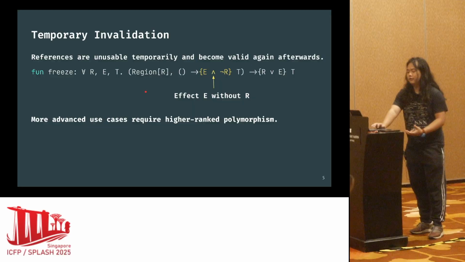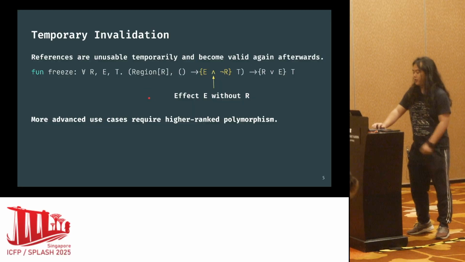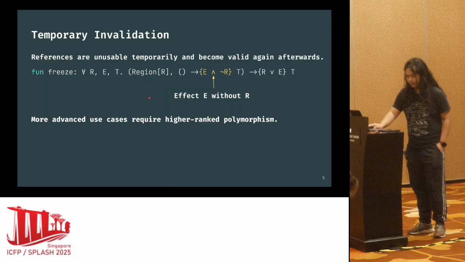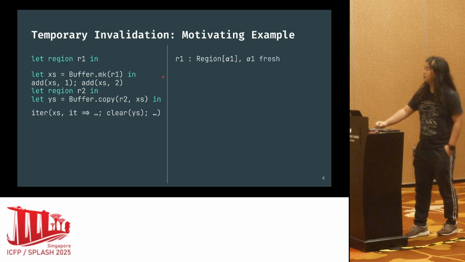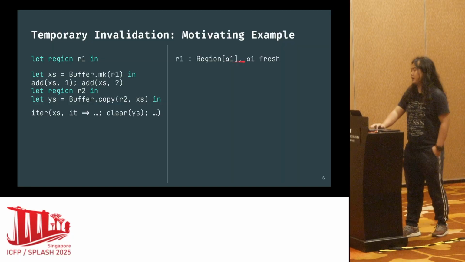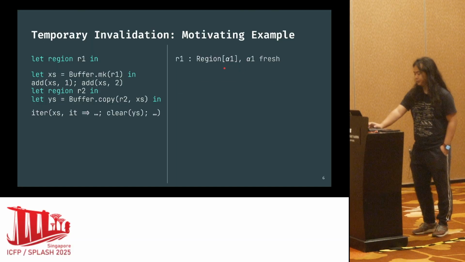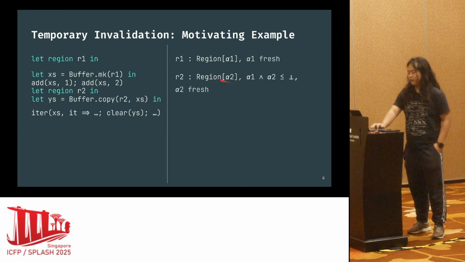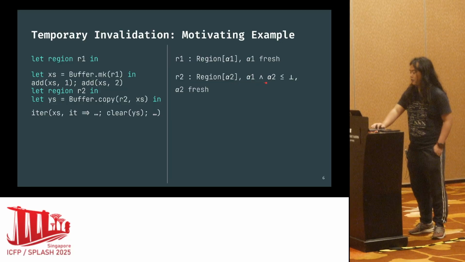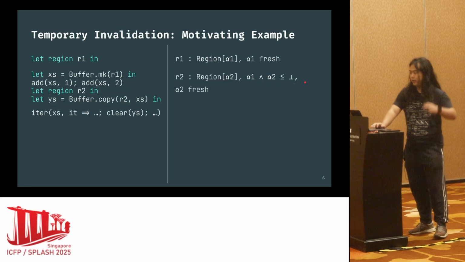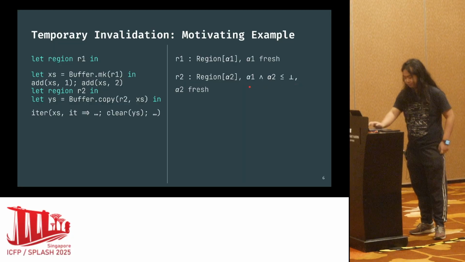And we can have more advanced use cases, which may require higher ranked polymorphism. We will see later. Let's go back to this motivating example. When we allocate a new region, we also allocate a new fresh abstract type variable. This variable alpha1 is rigid. That means that we cannot make any assumption on this type variable. Similarly, we have another abstract type variable alpha2 for the region R2. And we also have this evidence, the intersection of alpha1 and alpha2 is less than bottom, to say that R1 and R2 are two different regions.